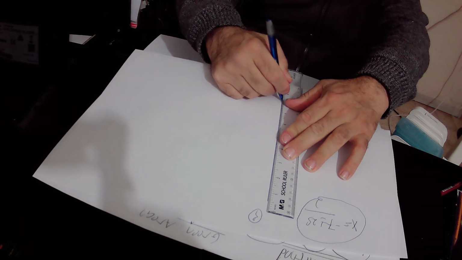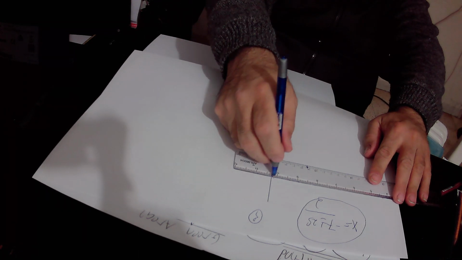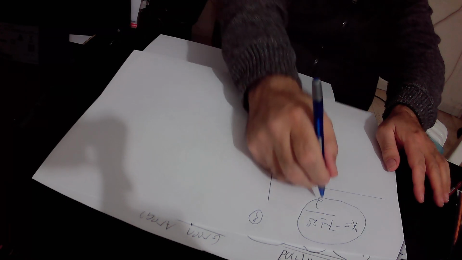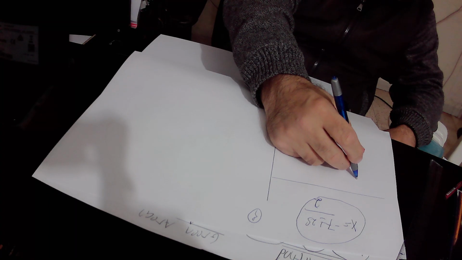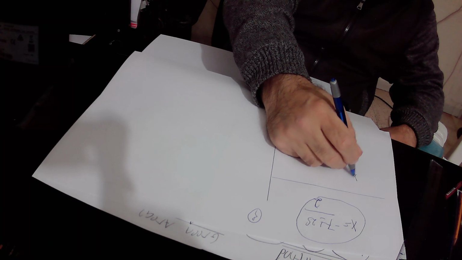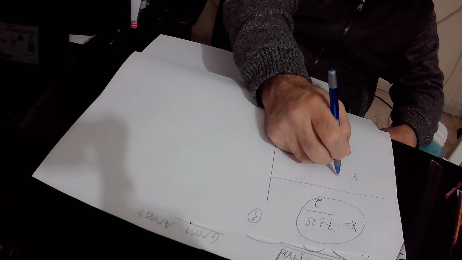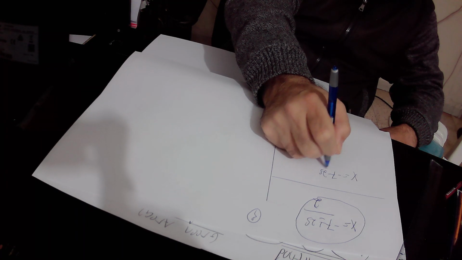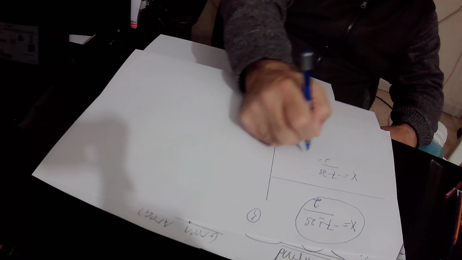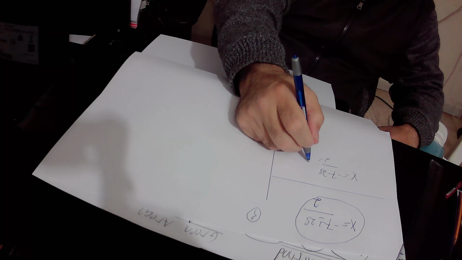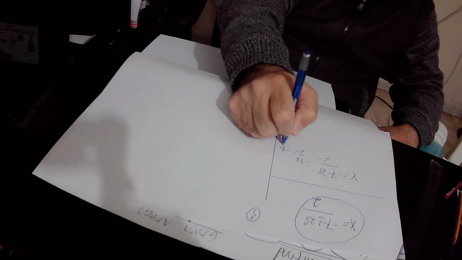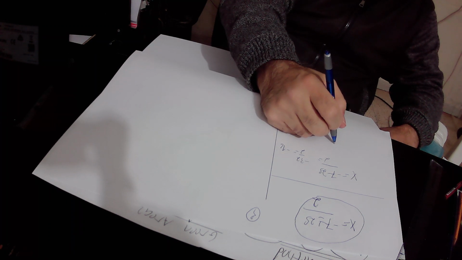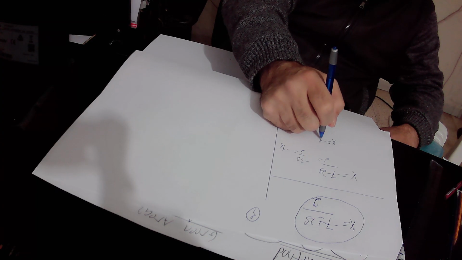The first solution for x is that x equals minus 7 minus 25 over 2. Minus 7 minus 25 is minus 32, and minus 32 over 2 is minus 16. According to the first solution, the value of x is minus 16.